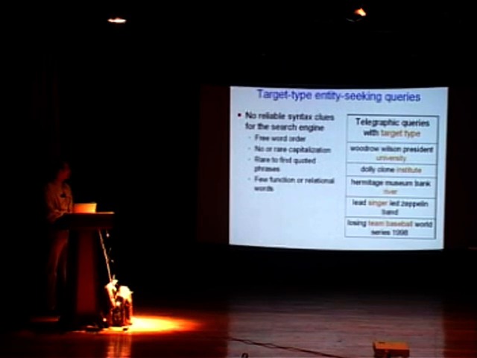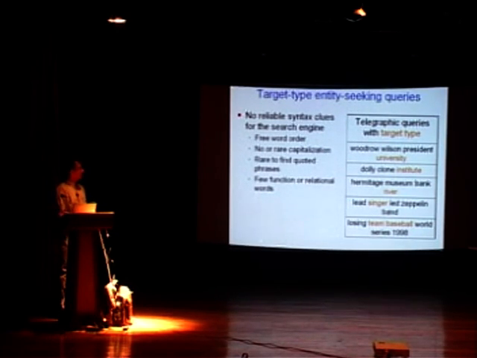So here are actual queries. Someone says, Hermitage Museum Bank River. And remember, the input to the search engine is not color coded. So what's the user looking for? Is the user looking for a museum, a bank, or a river? How do you know? It turns out that the information need here was most likely on the bank of which river is the Hermitage Museum located.